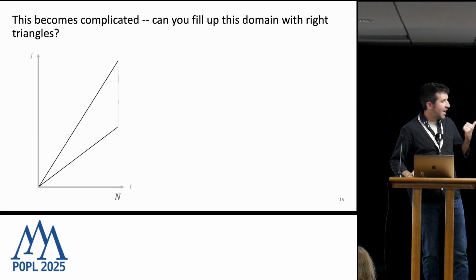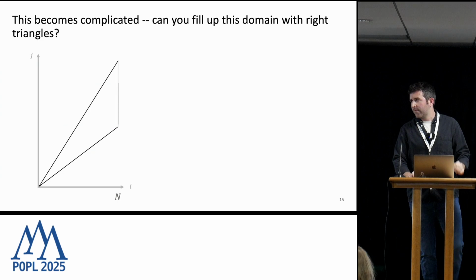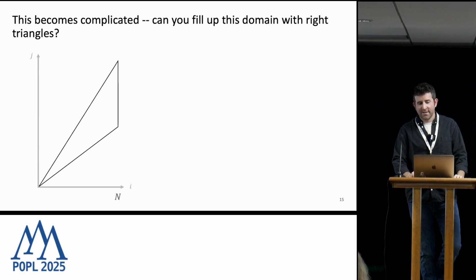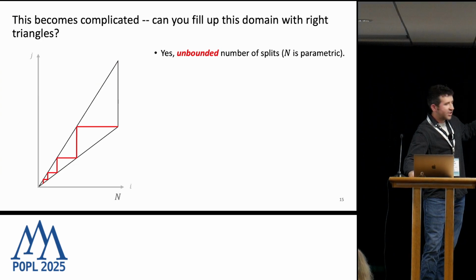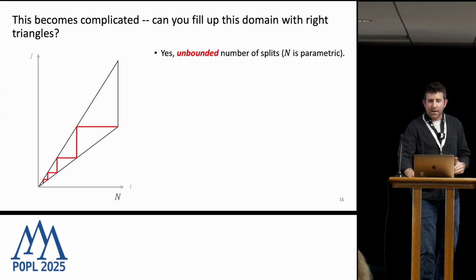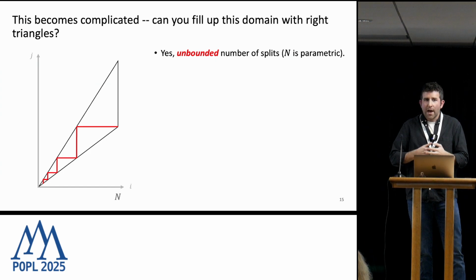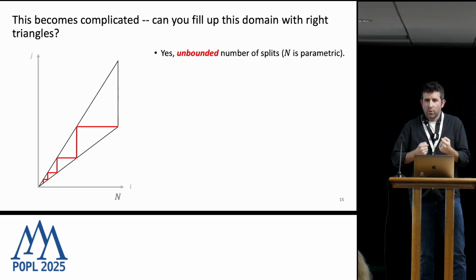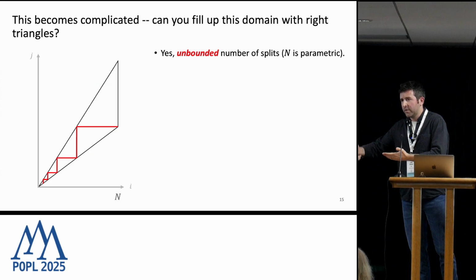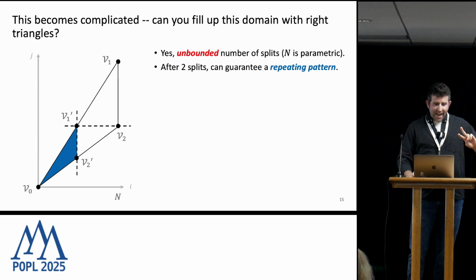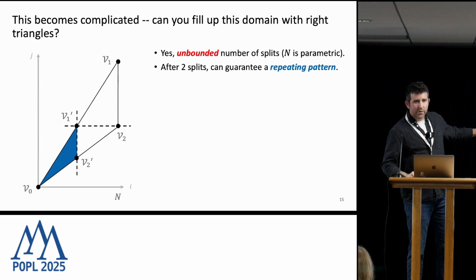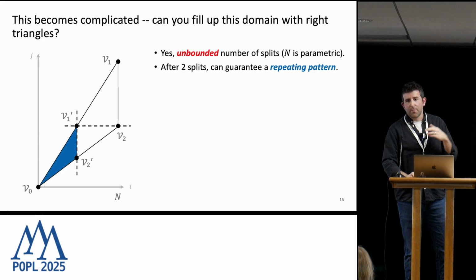So imagine we have a shape that looks like this. Can you fill up this domain with right triangles? And you can, but the challenge is that there's an unbounded number of splits, because n is parametric. So how can you use this to transform the program in a way that doesn't require us to repeatedly split here, split. And the thing is that after two splits, so when we're working with triangles, we have everything we need in order to guarantee that a repeating pattern always occurs.